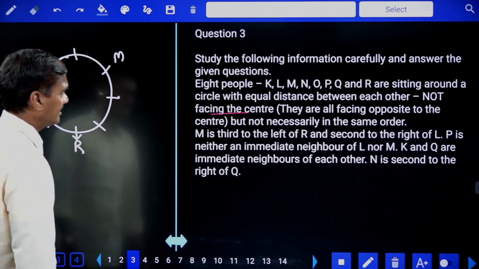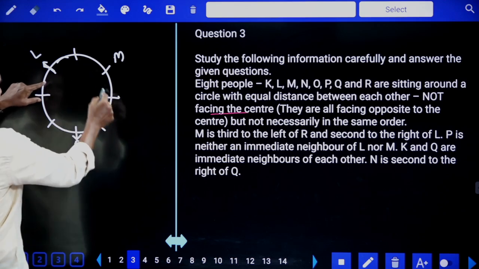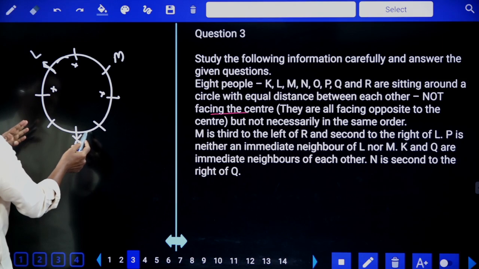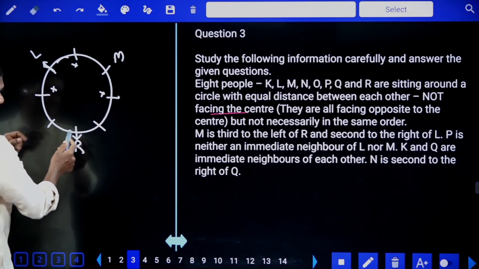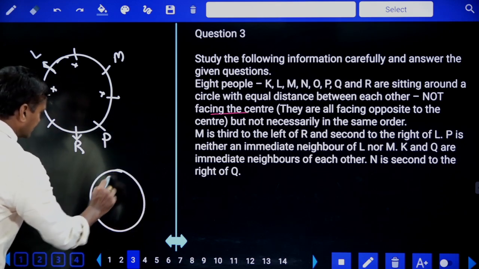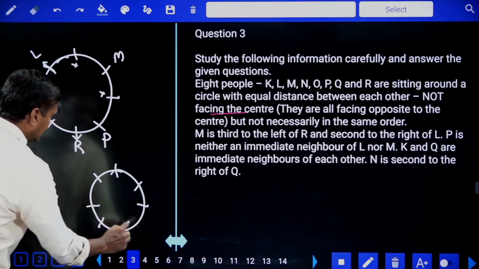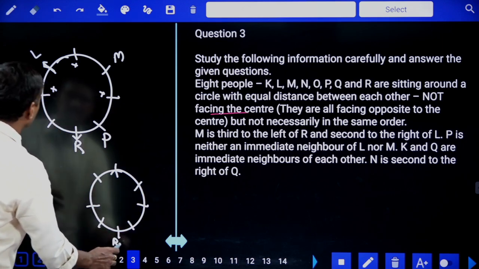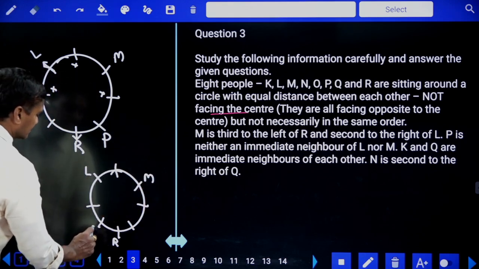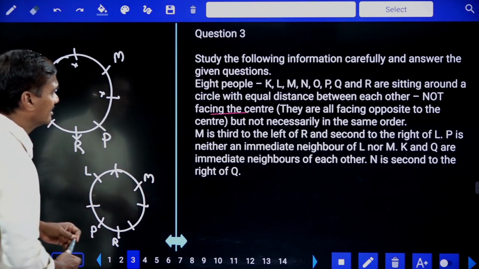And next one, P is neither an immediate neighbor of L nor M. P cannot be here, cannot be here, cannot be here. P cannot be in these places. P can be somewhere here or here. How many possibilities do we have? 2 different possibilities. P in the first possibility here, and in the second possibility, P at this place. R at this place. M is here, L is here, now P at this place. Hence 2 different possibilities.